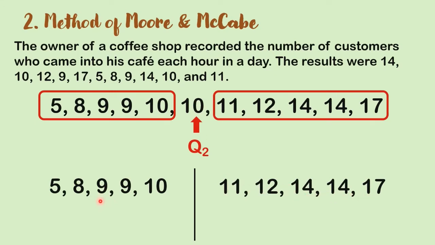Now, to get Q sub 1, okay, hahatiin ulit natin to into 2 equal parts. But as you can see, hindi natin siya mahati equally. We have 5 values here. What is 5 divided by 2? 2.5. Okay, so 2 yung whole number. So kuha ka ng tig-dalawa dito. Okay, dalawa dito sa side na to and then dalawa dito sa other side. Tapos may maiiwan, right? This is your Q sub 1.